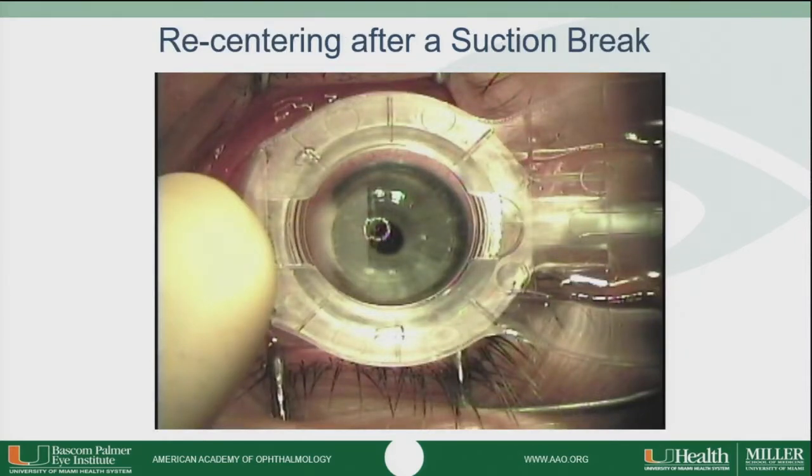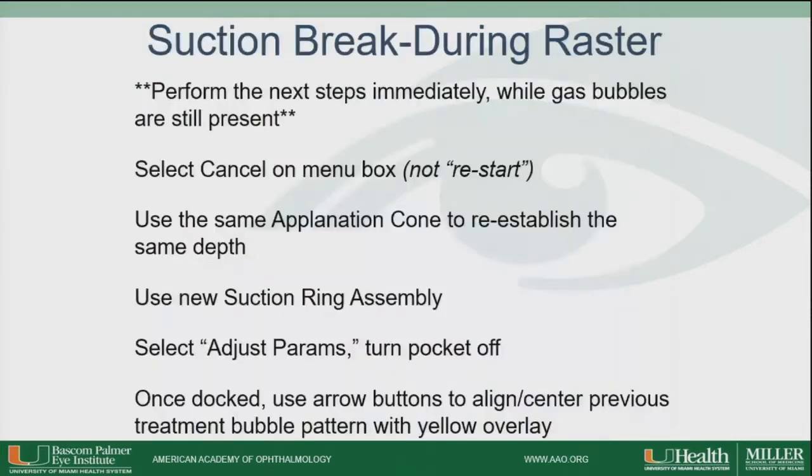So recentering after a suction break, I like to make sure that your suction ring tries to find the same place of the initial suction. What to do if the suction break occurs during the raster pattern? Again, we said perform the next steps immediately to try to find the same plane where the gas bubbles exist.